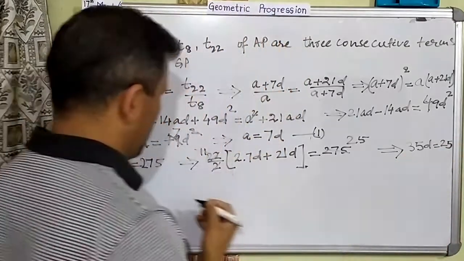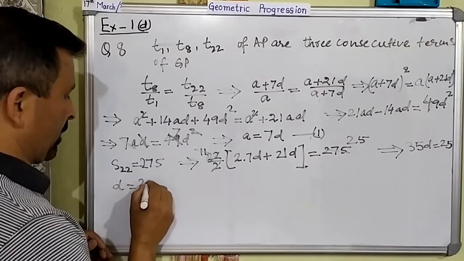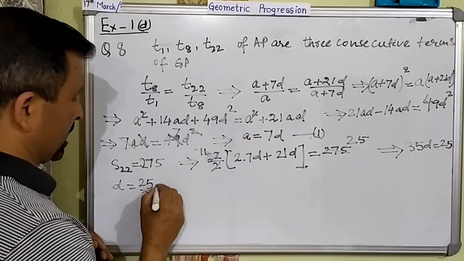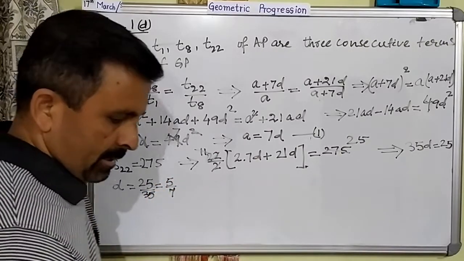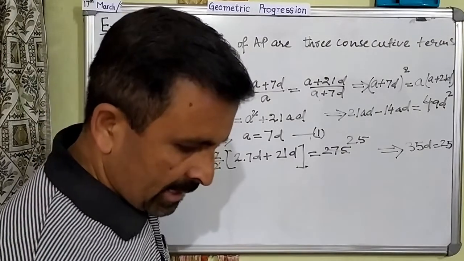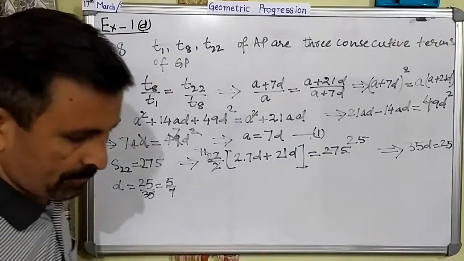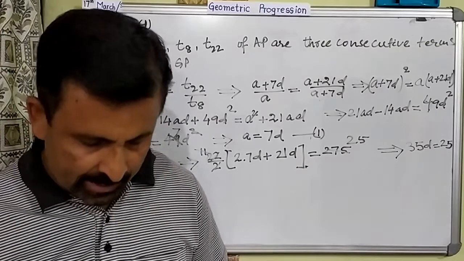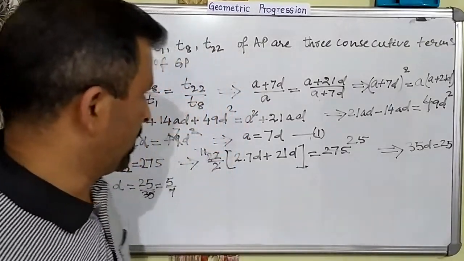Right? And therefore D is equal to 25 divided by 35, and this is equal to 5 over 7. D is 5 over 7. Is it very clear? D is 5 over 7. The question was to calculate the first term and the common ratio. First term and the common ratio. Okay.